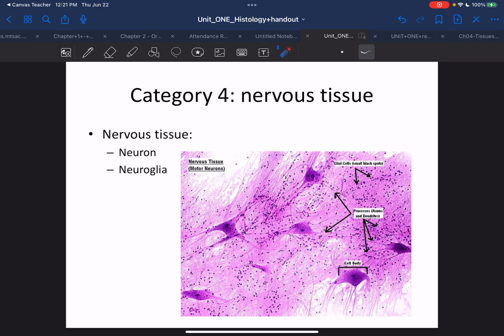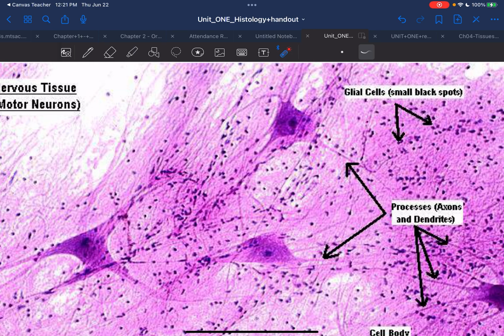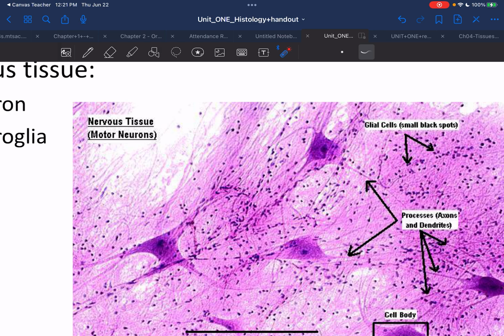Neuroglia. And in this photo, you're seeing both of them. All of these large ones are your neurons. All these little tiny dots are your neuroglia. Those little dots are the nuclei of the neuroglia. But the large, spider-looking ones are going to be your neurons.